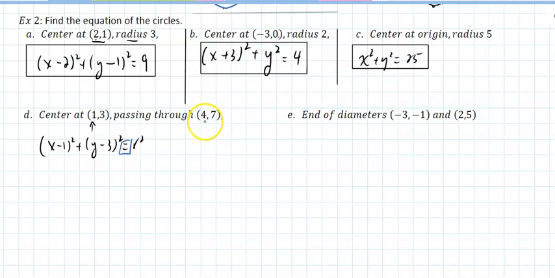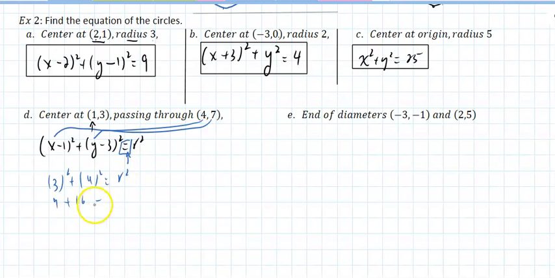So since this point is on it, then if I substitute the 4 for x, the 7 for y, that should hold. If I throw a 4 in there, 4 minus 1 is 3 squared, and 7 minus 3 is 4 squared equal r squared. That's 9 plus 16. So 25 is r squared. Replace this by 25 and you're done. And it would be x minus 1 squared plus y minus 3 squared equals 25.